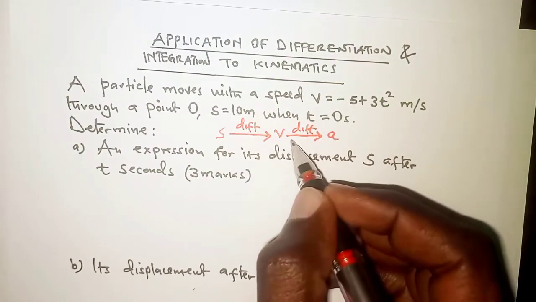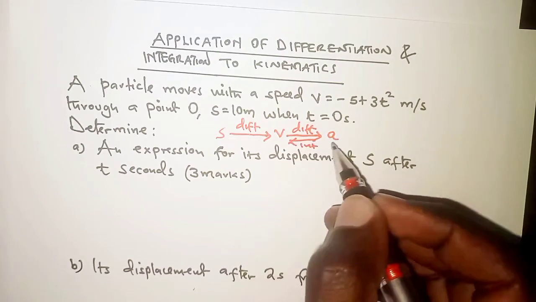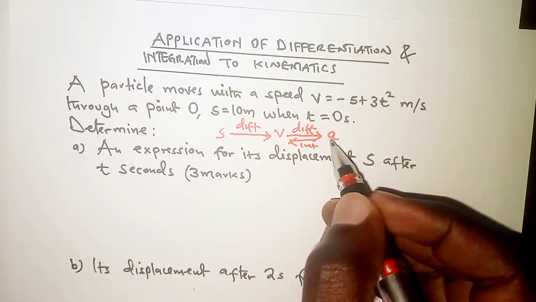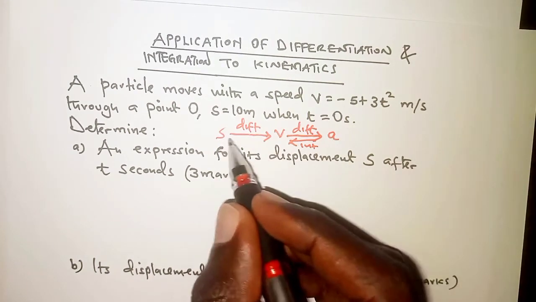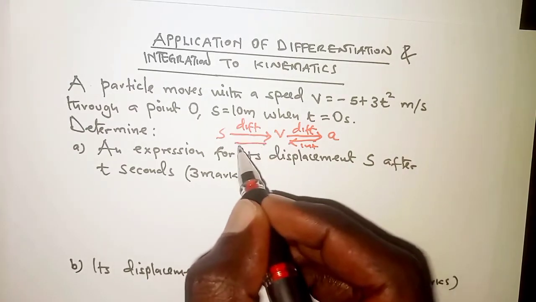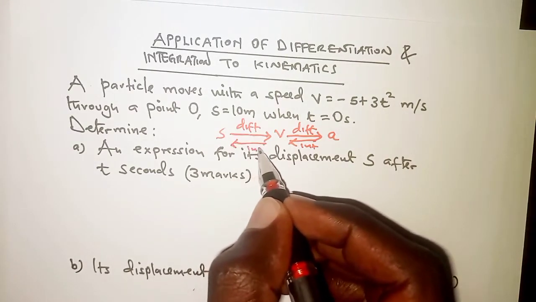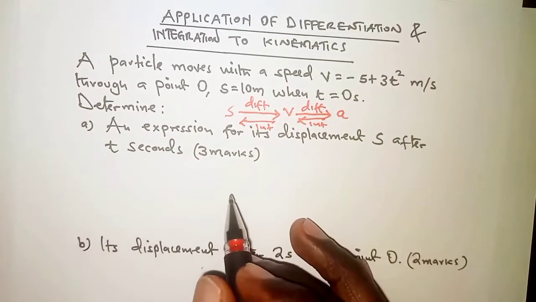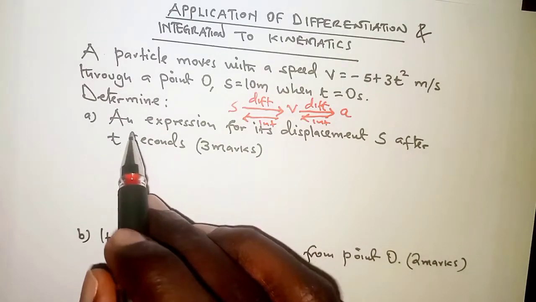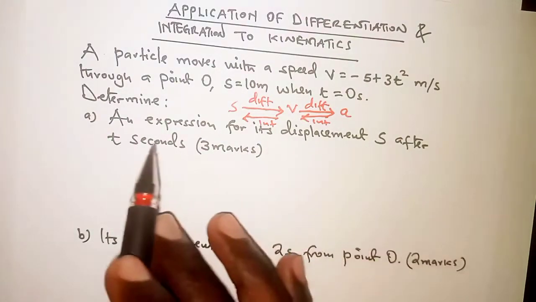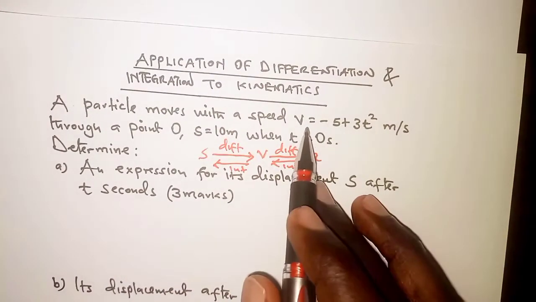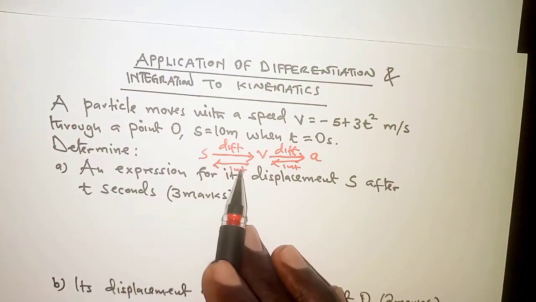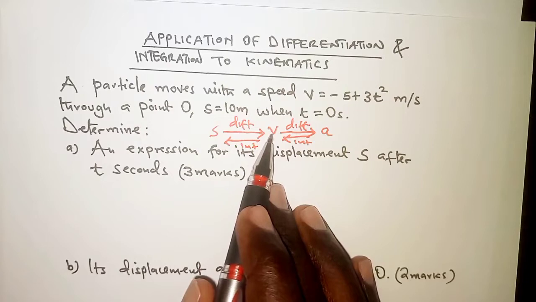Now, the reverse of this process is integration. So, if you want to get velocity from acceleration, you integrate acceleration. And for us to get displacement from velocity, we simply integrate velocity. So in this question, we are told to form an expression for displacement s after t seconds. And the expression we're given here is for velocity. And that means for us to get displacement, we are going to integrate velocity.